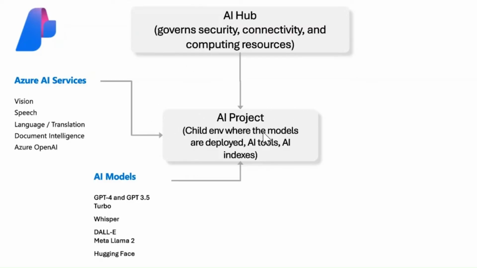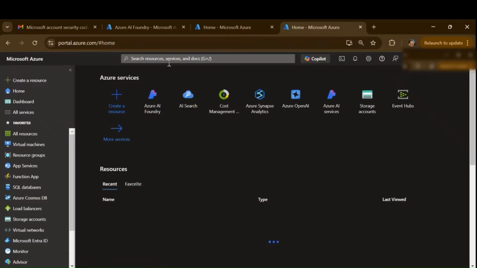AI services is a suite of services which includes vision, speech, language and translation, document intelligence, and Azure OpenAI services. And then you have a lot of models available from Meta, from Hugging Face, from Mistral. There are many, a lot of options that you can choose from. Without further ado, let's create an AI project.